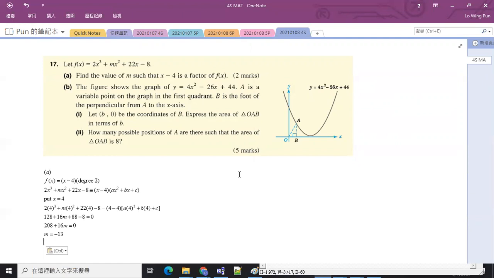26x plus 44. A is a variable point on the graph in the first quadrant. B is the foot of the perpendicular from A to the x-axis. Let B be (b, 0), the coordinates of B. Express the area of triangle OAB in terms of b. Okay, the area of a triangle is calculated by half times base times height.